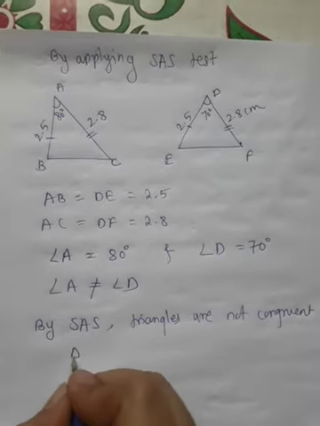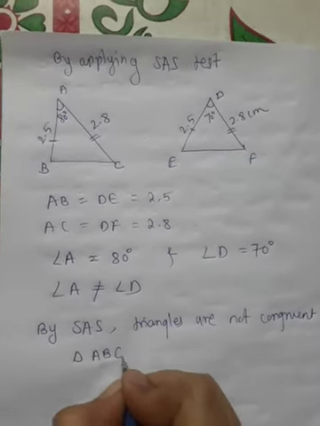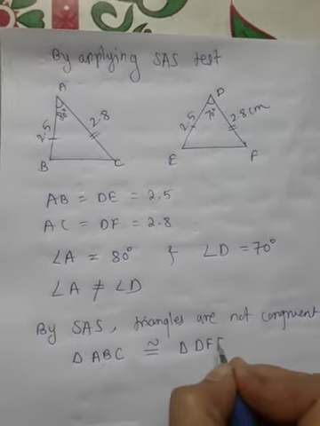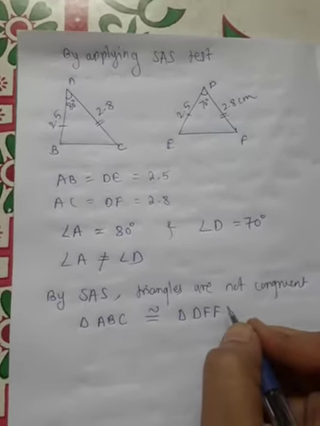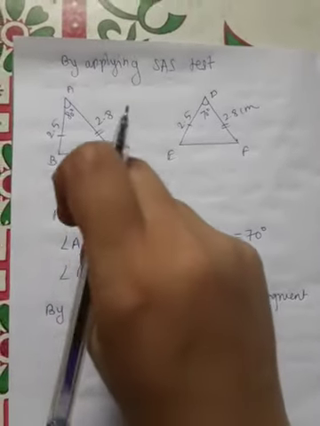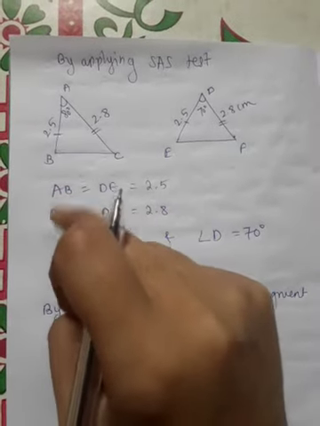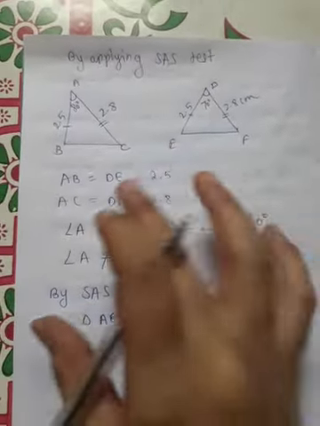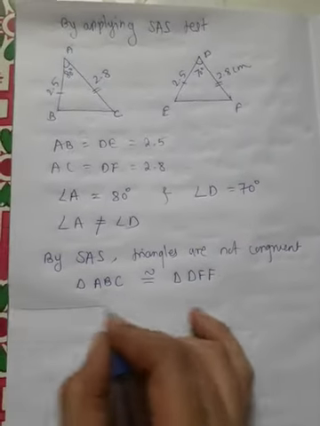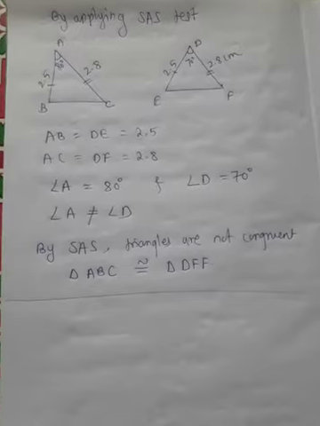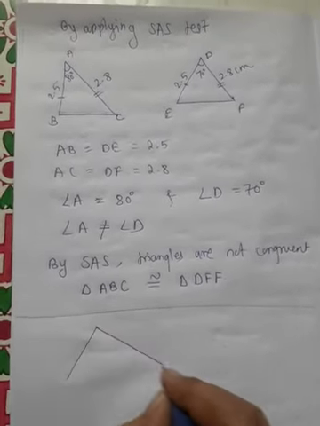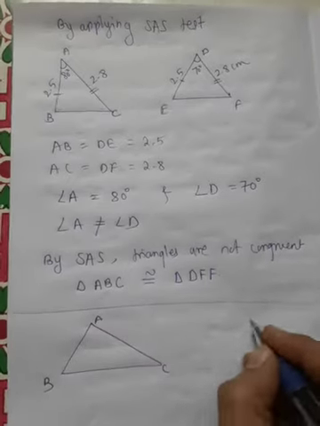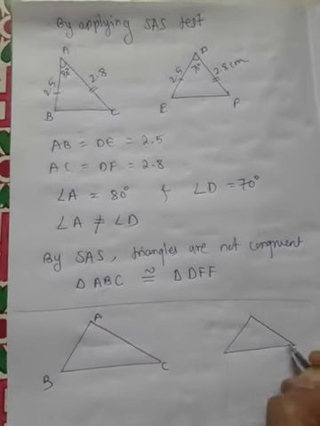Triangle ABC is not congruent to triangle DEF, because two sides are equal but the angle included between the two sides is not equal. So by the SAS test, these two triangles are not congruent. Now see another example: triangle ABC and triangle RPQ.